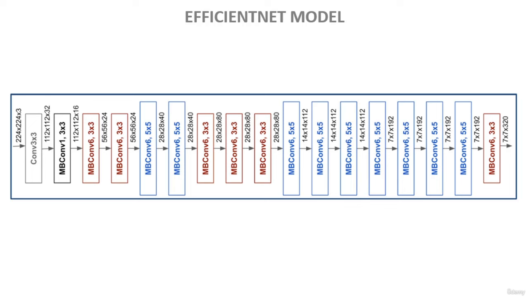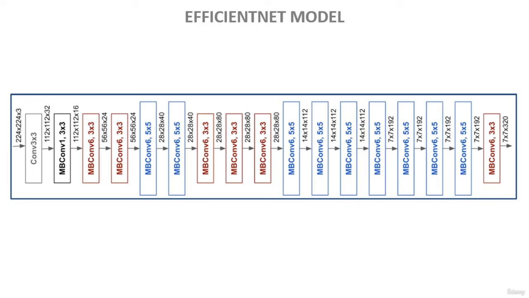Unlike conventional approaches that arbitrarily scale network dimensions such as width, depth, and resolution, this method uniformly scales each dimension with a fixed set of scaling coefficients, and this has led to the arrival of the EfficientNet model.